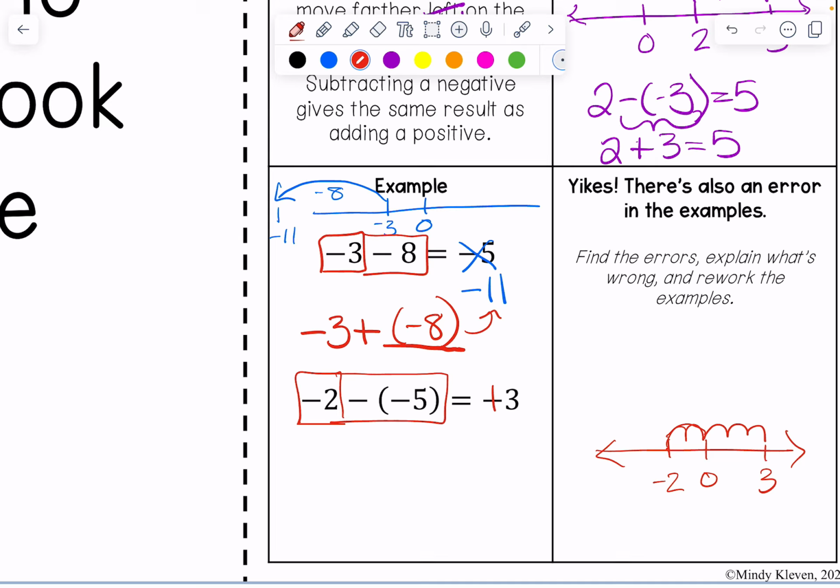And we can also create this as an addition problem. So -2 plus, and then if I look at this entire double negative here, the opposite of -5 is +5. So this problem gives me the same answer as -2 plus 5, which is also going to be 3.